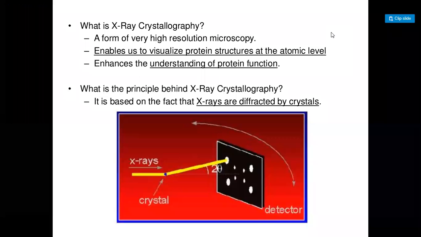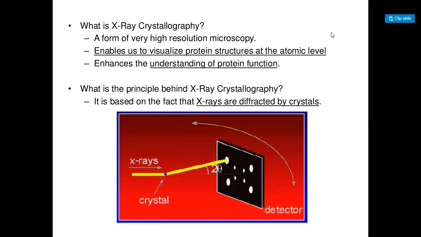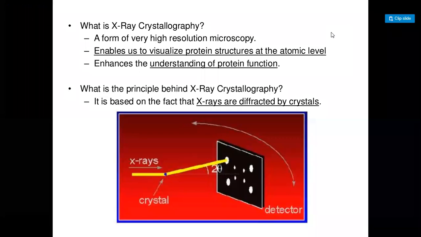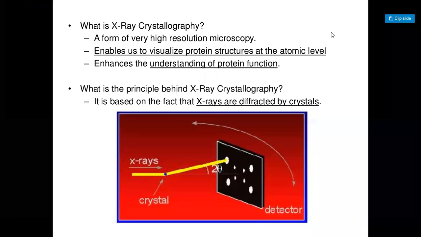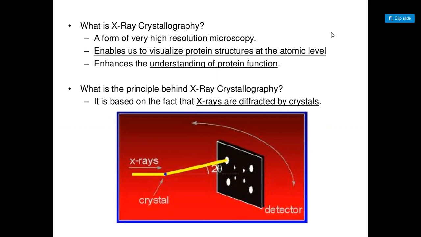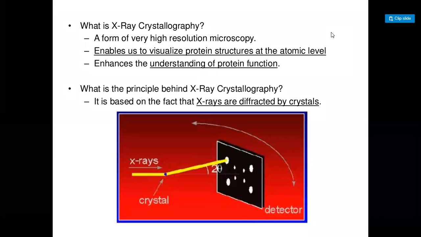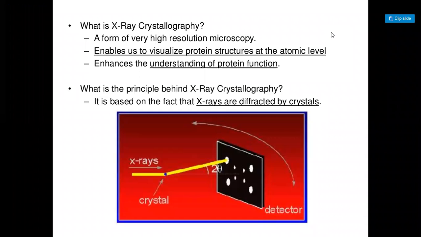Before going to crystallography, I have to tell what X-ray crystallography is. This is the basics of X-ray crystallography. What is X-ray crystallography? X-ray crystallography, a form of very high resolution microscopy, enables us to visualize protein structure at the atomic level and hence understand protein function.